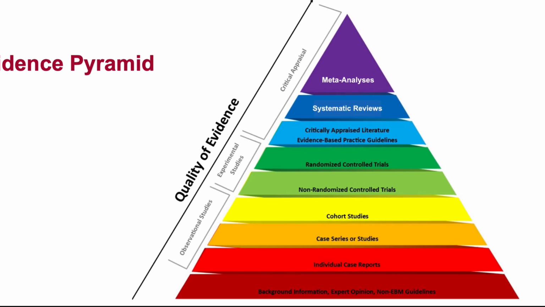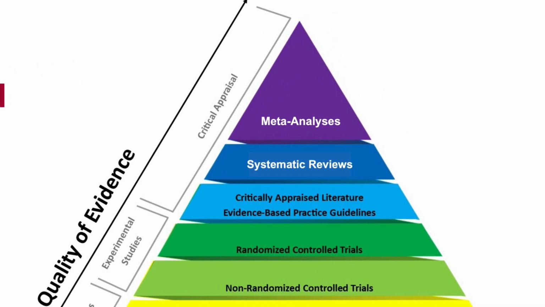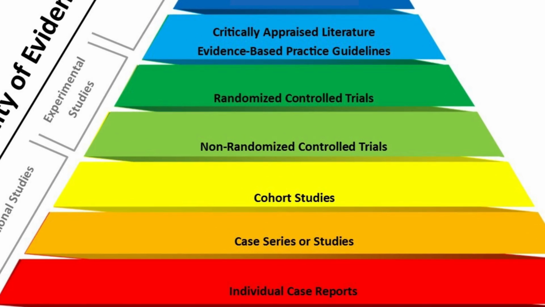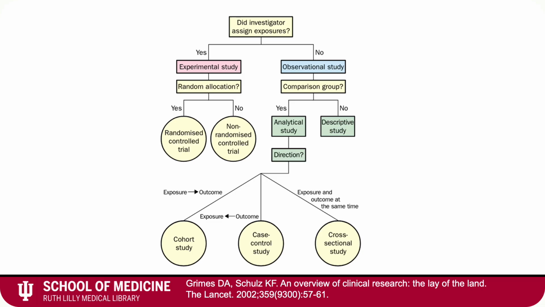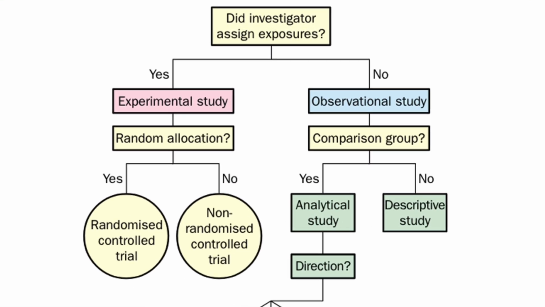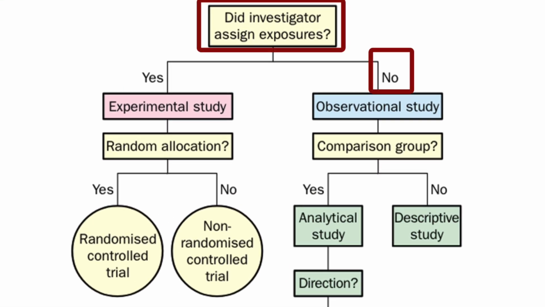In part 1 of this series, we talked about the study types you find in the upper portion of the evidence pyramid. Now we're going to move to the lower section to discuss observational studies. We're moving to the right side of this diagram where the researcher is not assigning exposure. That is, they aren't creating groups where one takes a certain medication and maybe the other takes a placebo.